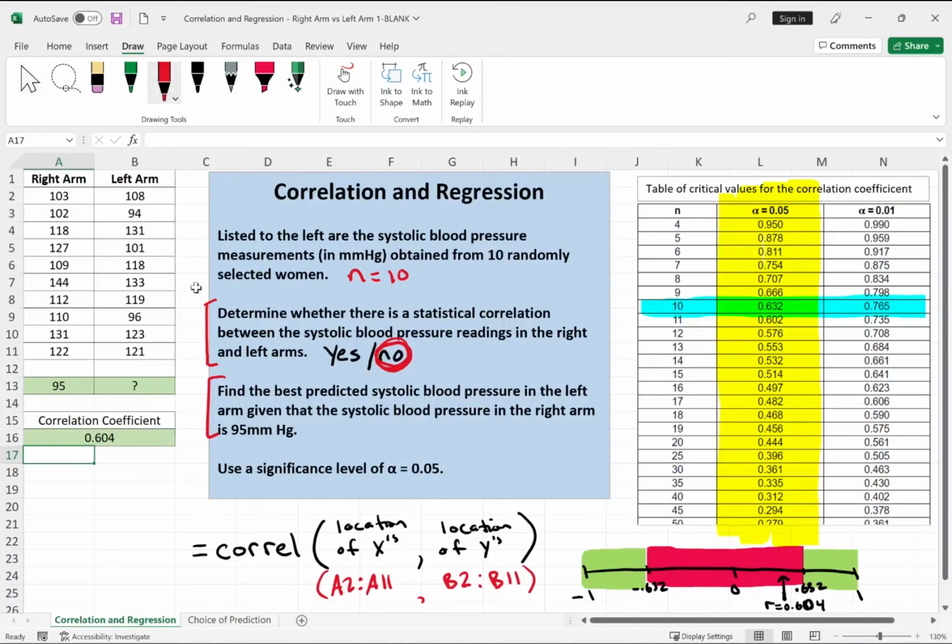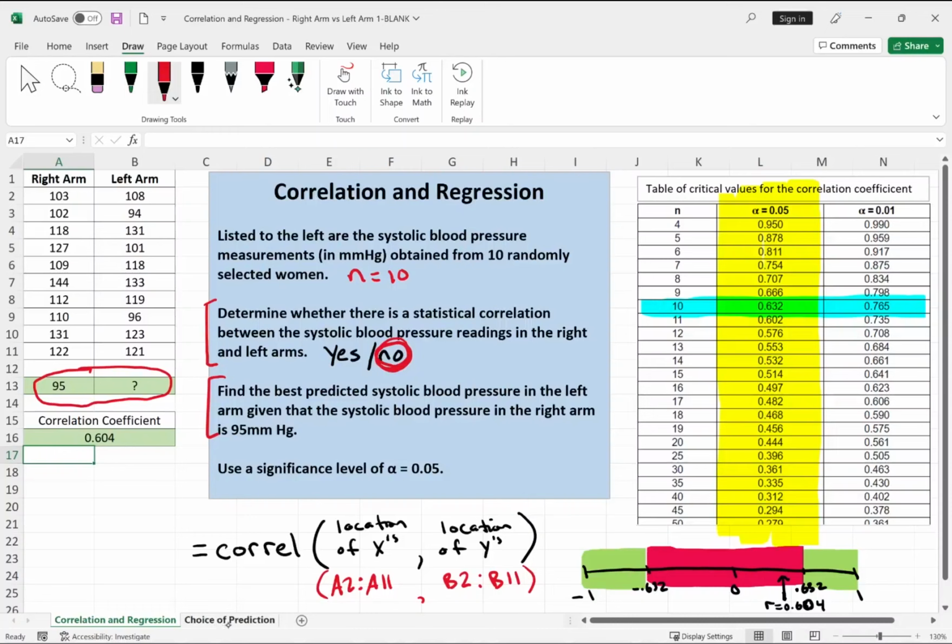Okay. Now, moving on to question number 2, which is right here. Based on the pattern in the data that we have, what would we predict as the blood pressure in the left arm if the right arm reading is 95? Well, the answer to the first question was there is no pattern. There is no statistical relationship.